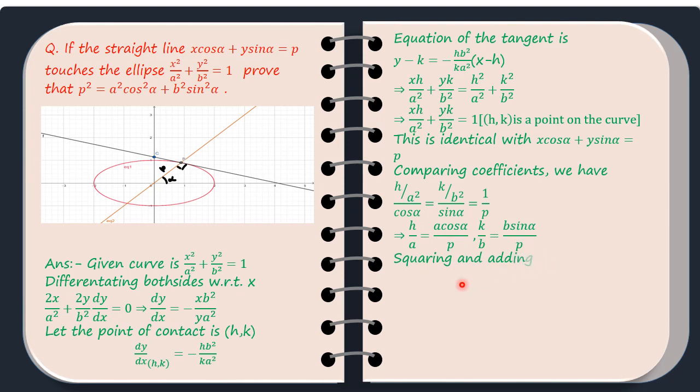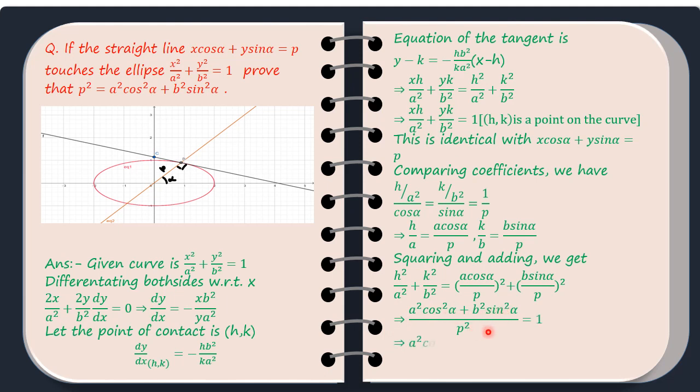So squaring both sides, what will we find? h square by a square plus k square by b square. So here is the value: a cos alpha by p the whole square plus b sin alpha by p the whole square. Again look, since h comma k is a point on the curve, it will satisfy the curve. So this value will be 1, and simplifying the right hand side, you will find a square cos square alpha plus b square sin square alpha by p square is 1. So from here I can find this condition, that is p square is equal to a square cos square alpha plus b square sin square alpha. So we proved this condition.